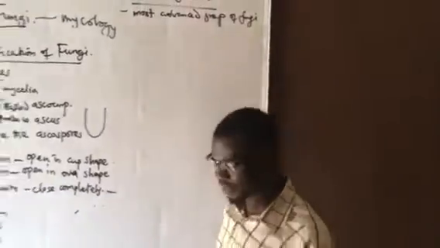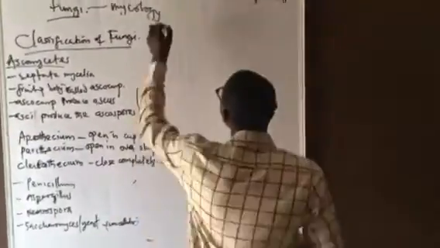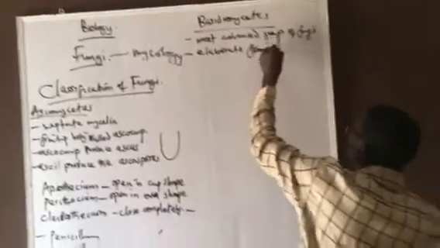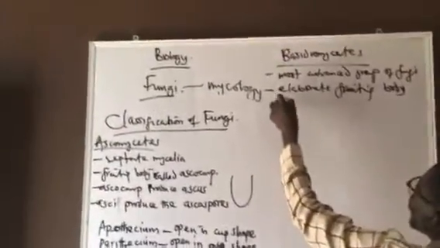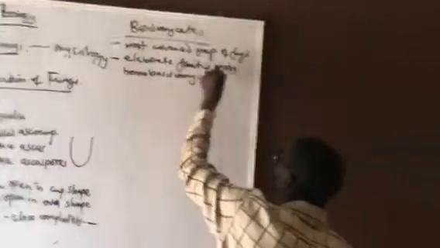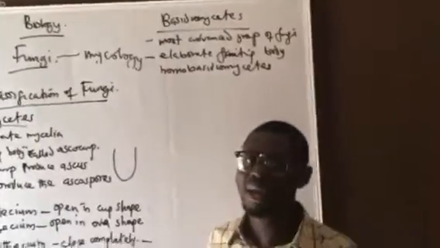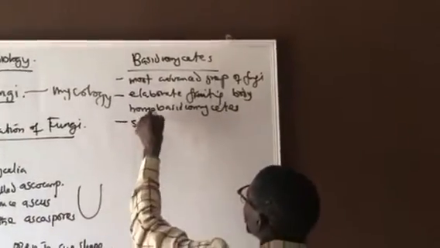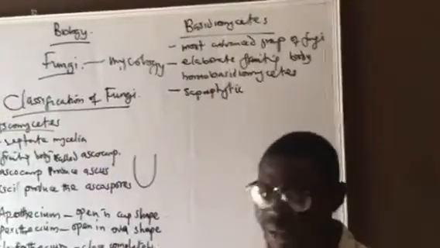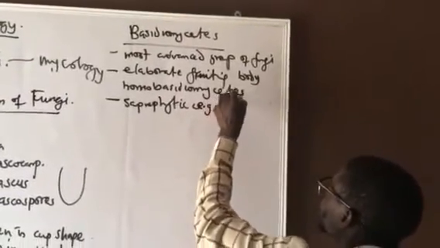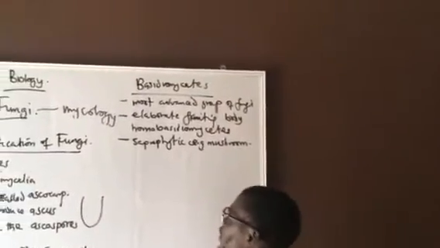We have the ones that have elaborate fruiting body. The ones that have elaborate fruiting body are called homobasidiomycetes. And these groups are the ones that carry out saprophytic mode of life. The homobasidiomycetes are saprophytes. An example is the mushroom. Mushroom is a basidiomycetes, in fact, a homobasidiomycetes.